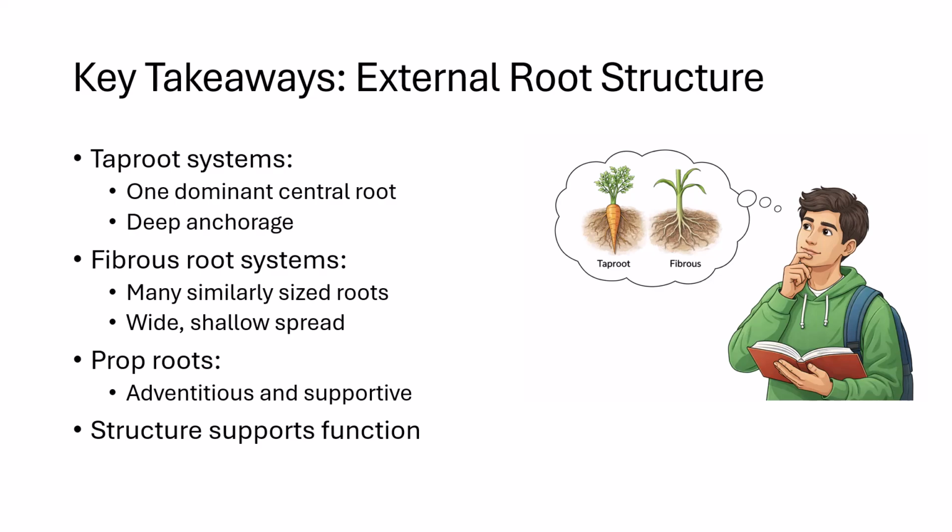To summarize this activity, plants typically have either a taproot system with one dominant central root or a fibrous root system made up of many similarly sized roots. Taproot systems are well suited for deep anchorage and accessing water deeper in the soil, while fibrous root systems spread out near the surface and provide strong anchorage over a wide area. Prop roots show us how roots can be modified for extra support, especially in tall plants like corn. Once again, we see the same core theme: structure supports function. The way a root system is built directly reflects what the plant needs to survive and stay upright.